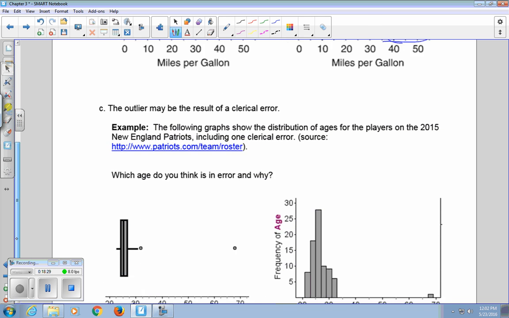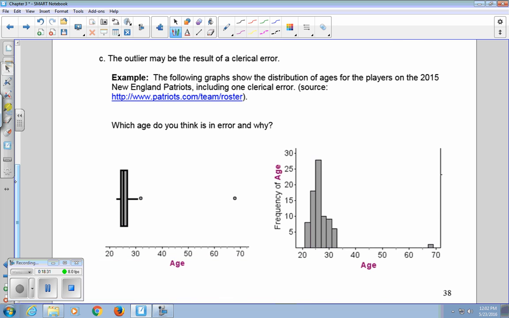And the third reason we might see an outlier could be the result of clerical error. That might seem strange, but it's pretty easy to have almost a typo, or someone putting something in wrong when they're entering data. And so here, if we're looking at ages of the New England Patriots and we happen to see this one way out here, we'd definitely be questioning this data point, because it seems highly unlikely we'd have someone in their late 60s playing football, and we might guess that someone typed it in wrong. Maybe that was supposed to be a 29.